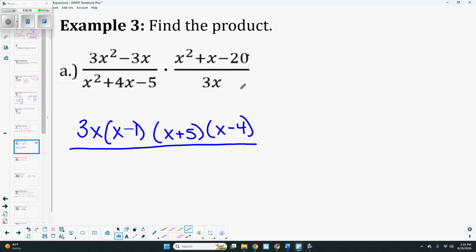I'm going to do the same thing for my denominator. To multiply negative 5, add to 4 is positive 5 and negative 1. And then we just had the 3x.